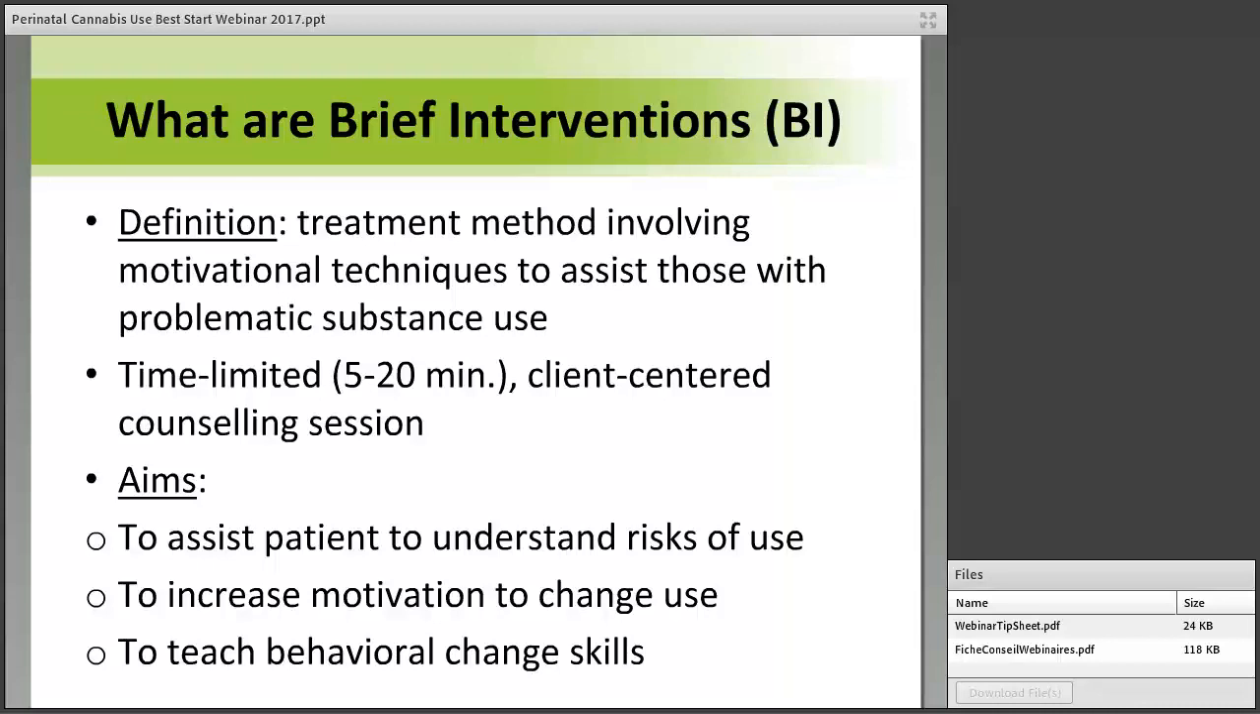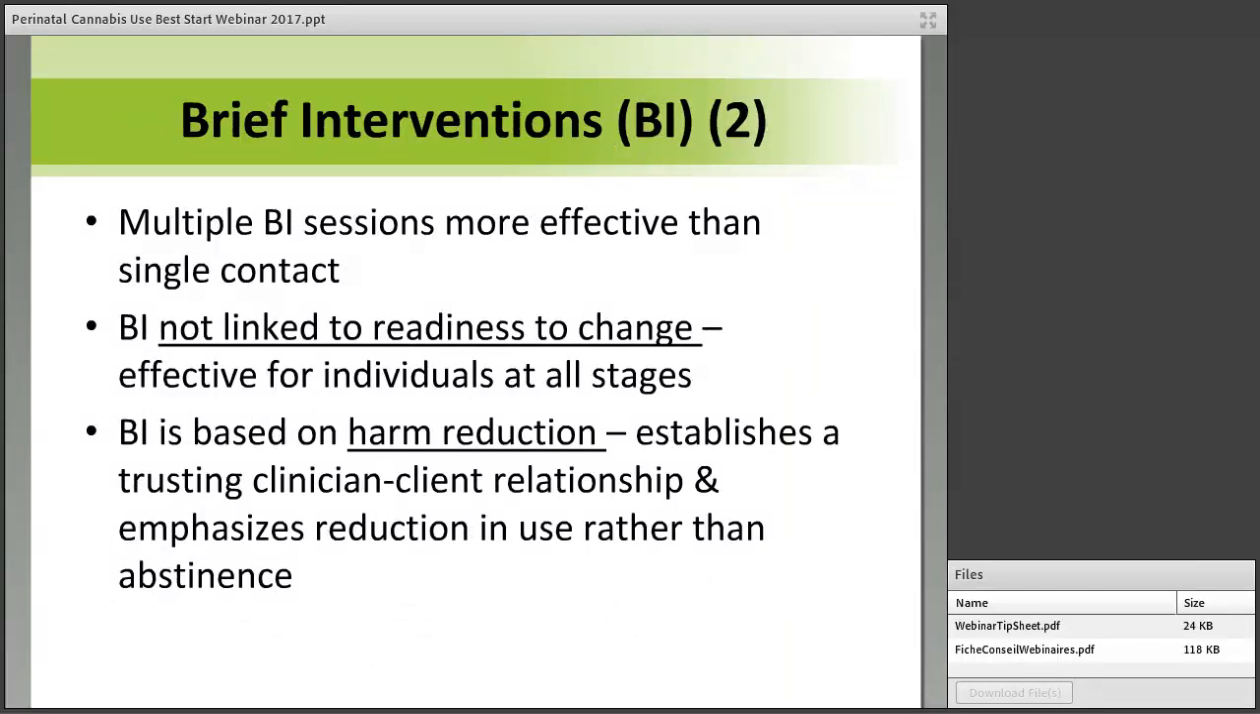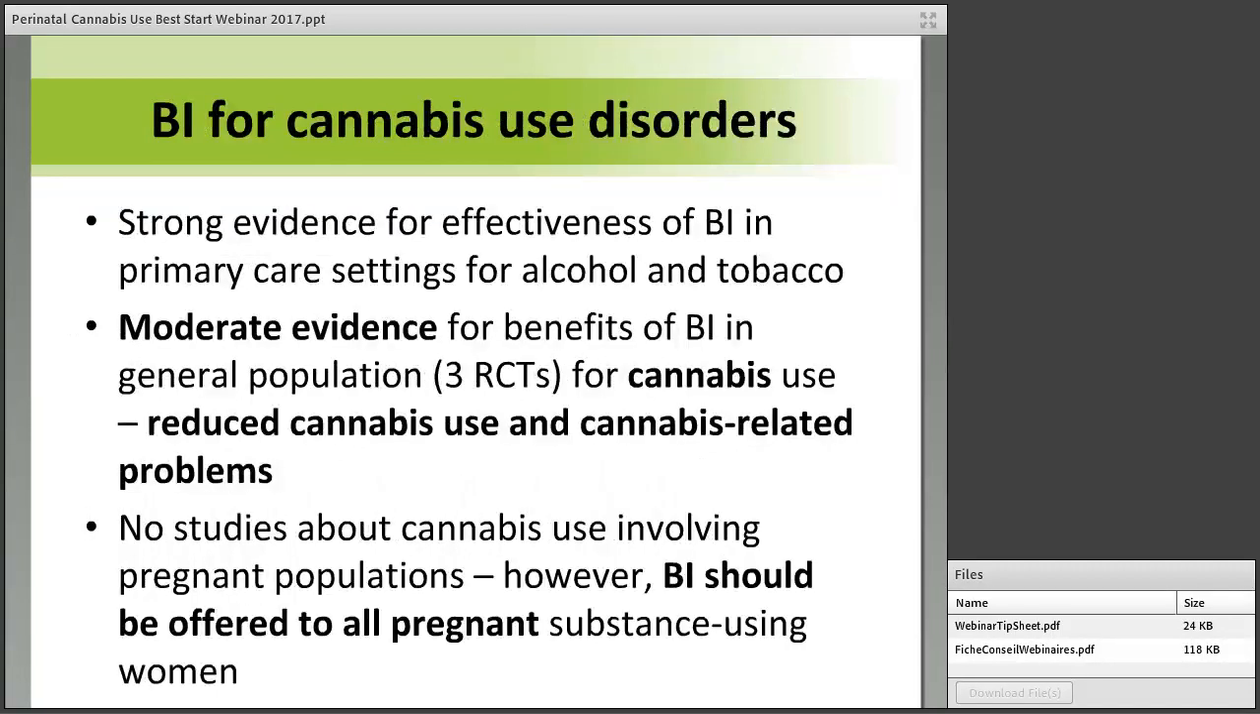So we know, again, from evidence that if they have more brief interventions, then they're more likely to make a change. Brief interventions also work better if they're not linked to readiness to change, meaning that you would want to target all individuals, not just the ones that are saying they're ready to make a change. So even in someone who's pre-contemplative, you can have that discussion recurrently until they're ready to move on to the contemplative action stage. It's based on a harm reduction approach, so you're establishing that clinician-client relationship, and you're emphasizing a reduction in use rather than absence, which is very typical with harm reduction approaches.